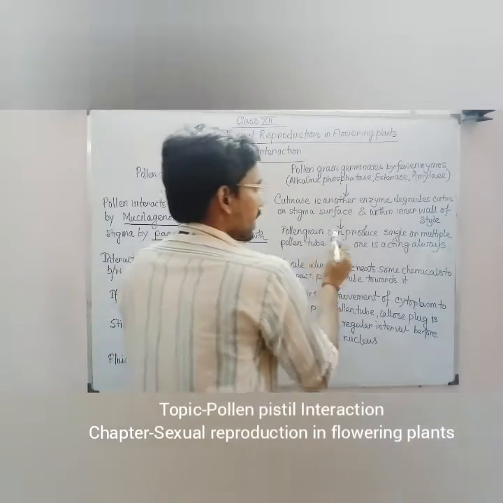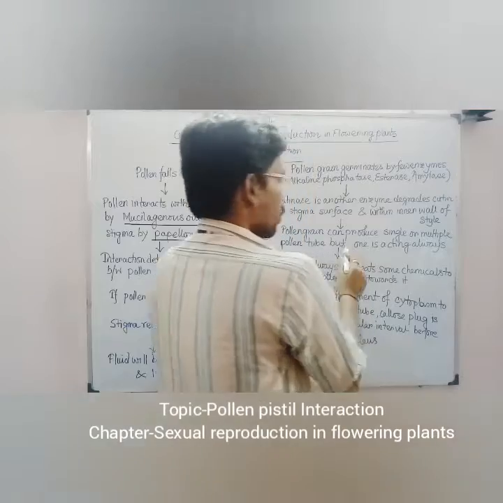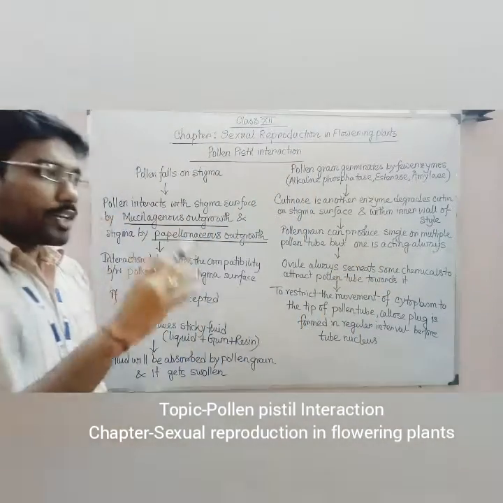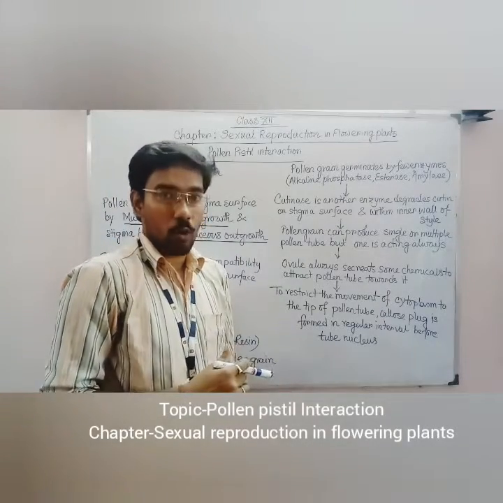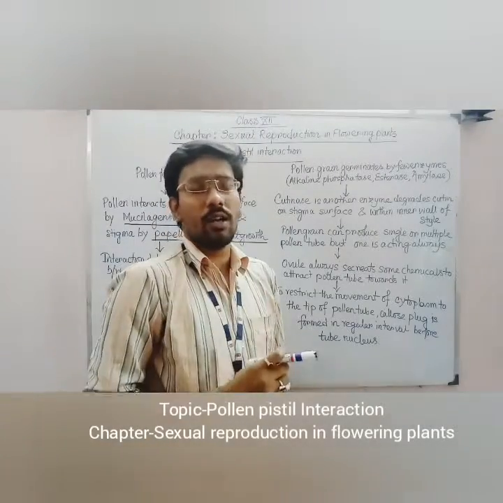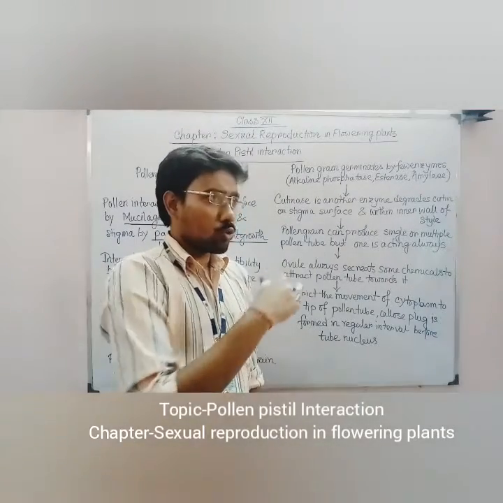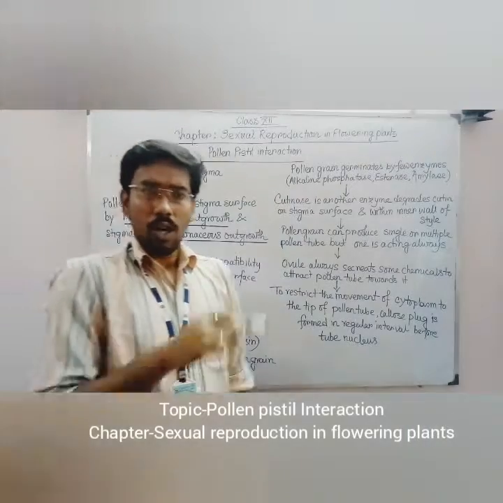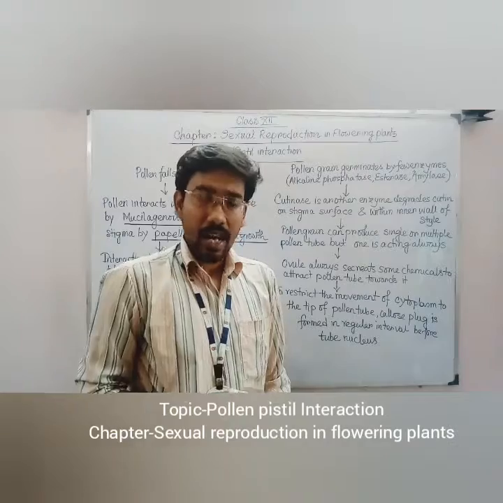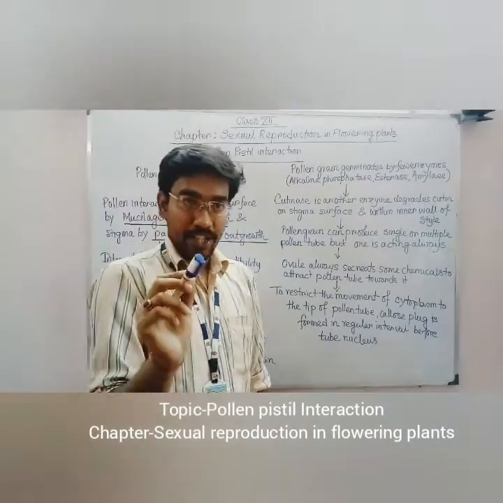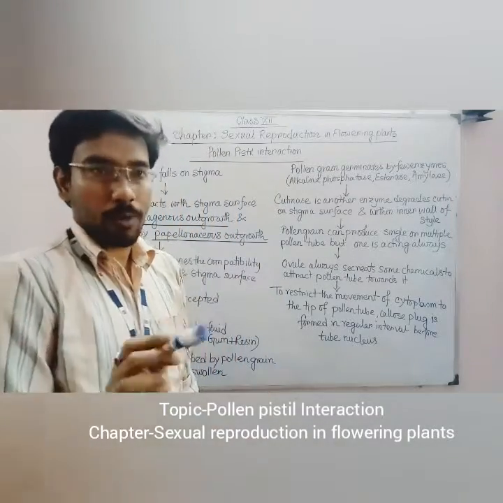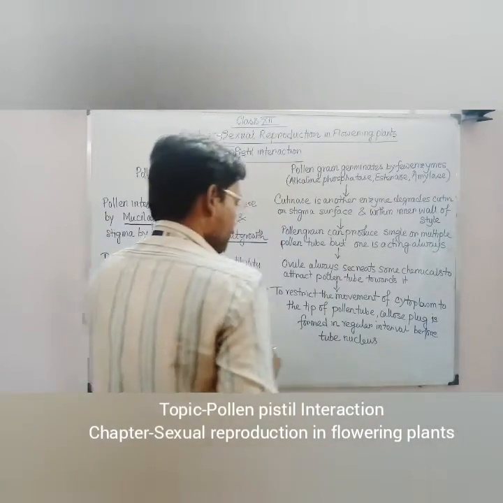Next step, the pollen grain can produce single or multiple pollen tubes, but one is always acting. When we studied the structure of the pollen grain, we saw that 2 to 3 germ furrows are present on its surface. Through these germ furrows, 2 to 3 pollen tubes can come out and enter the style. But we always have to keep in mind that only a single pollen tube will be functional. The remaining pollen tubes will not be functional. Only one will be acting at that time.